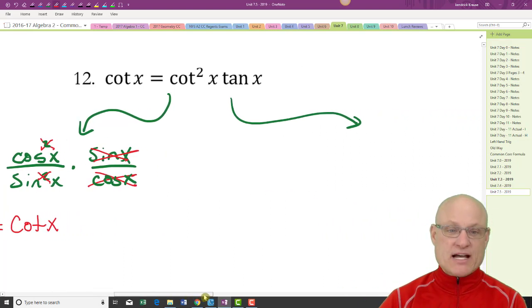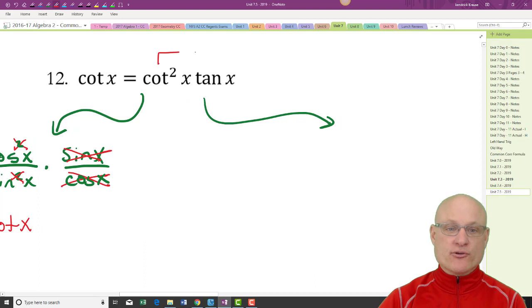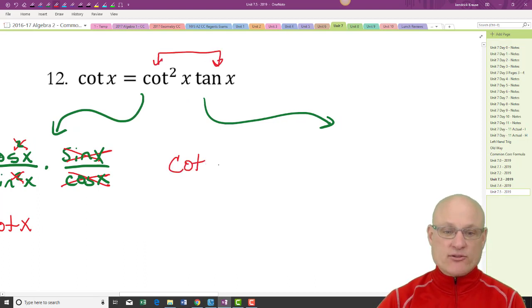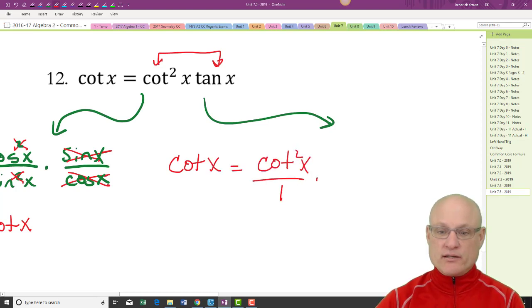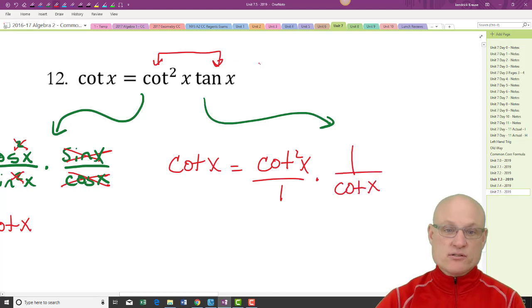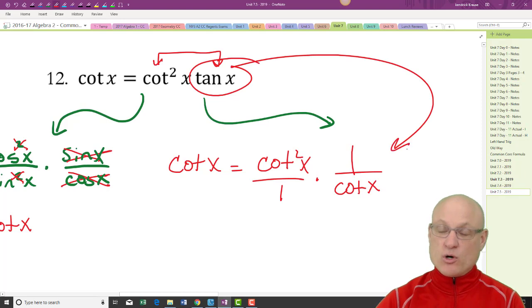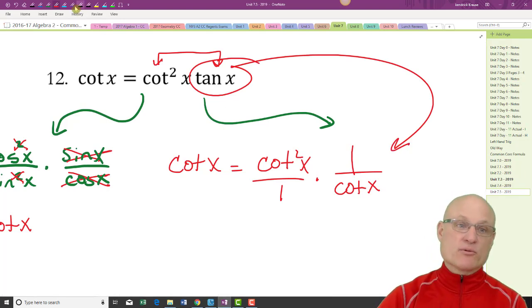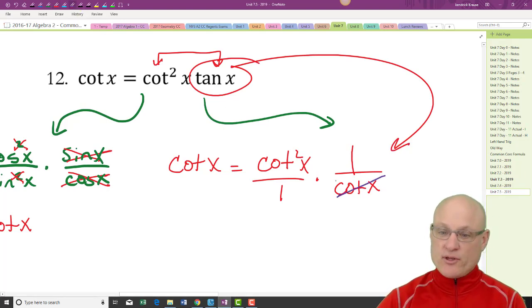This is that one time when you don't want to turn these things into sines and cosines. So cotangent x is equal to cotangent squared x over 1 times 1 over cotangent x. Because tangent is equal to 1 over cotangent, because they are reciprocal functions. So this cancels with one of these, and I'm done. Cotangent x equals cotangent x.